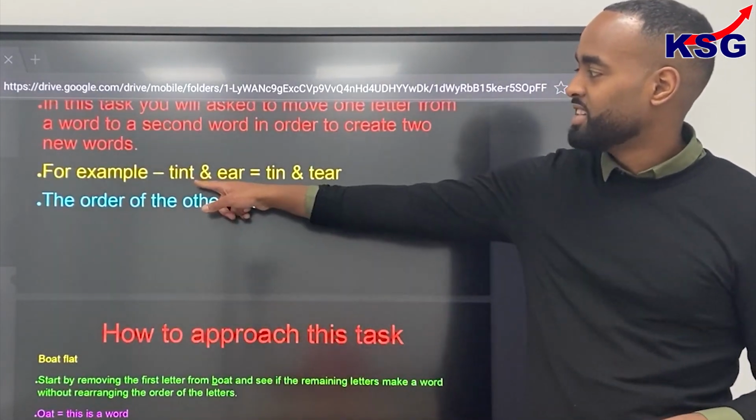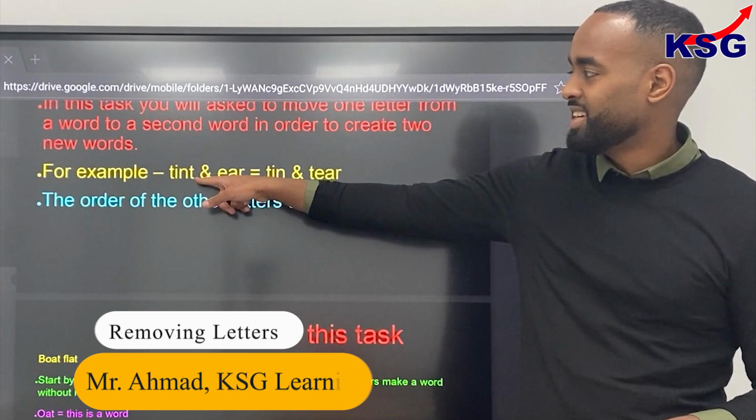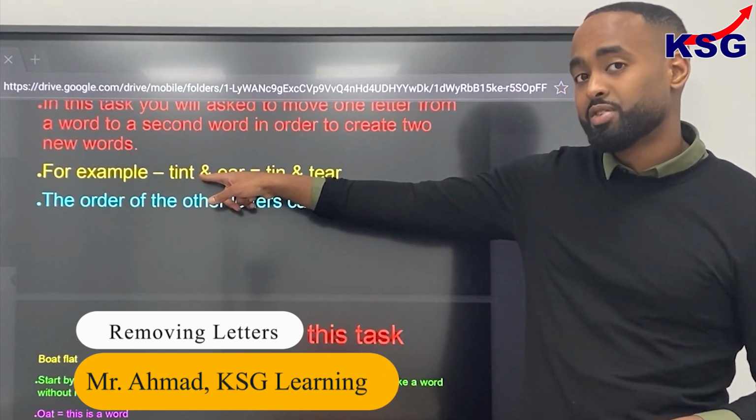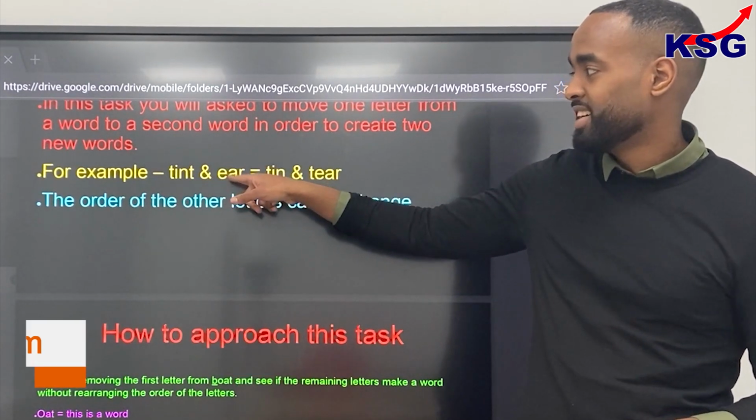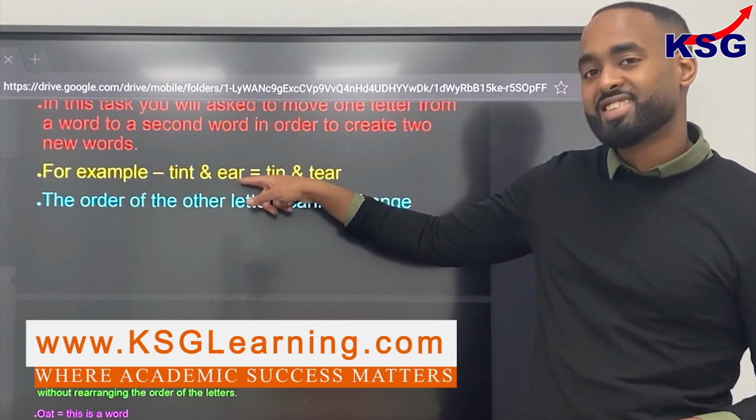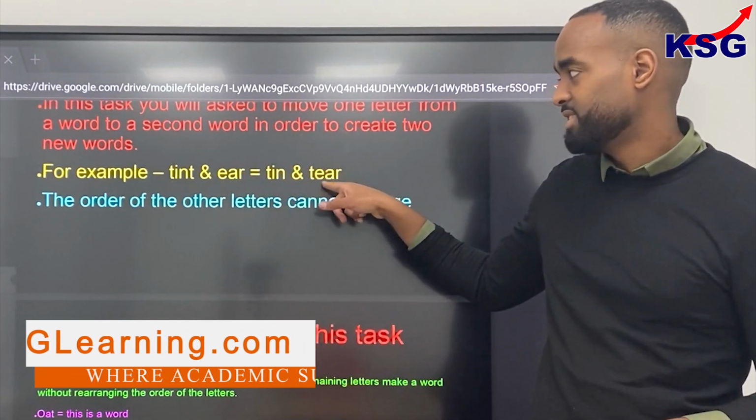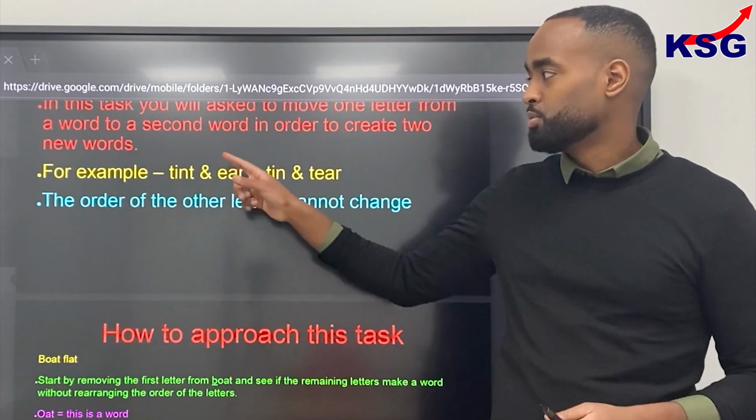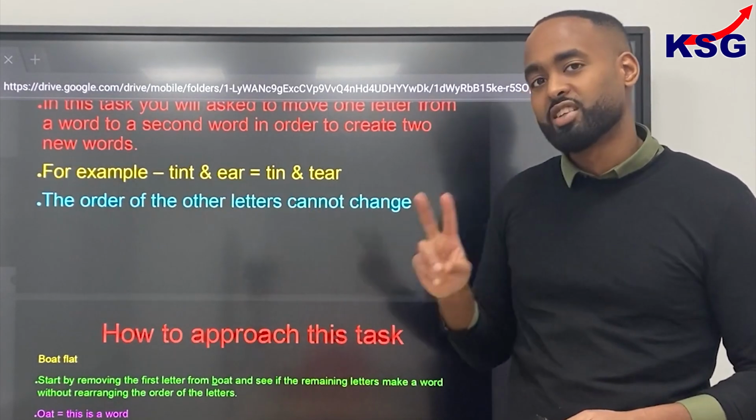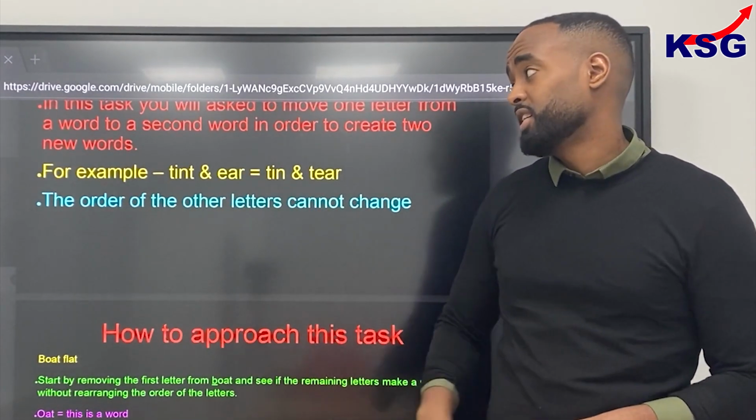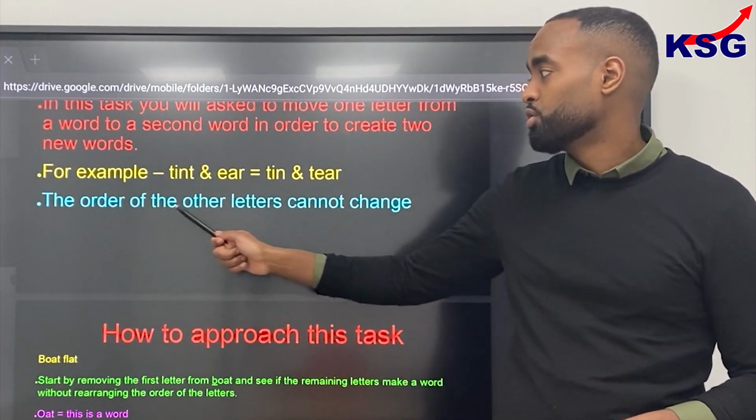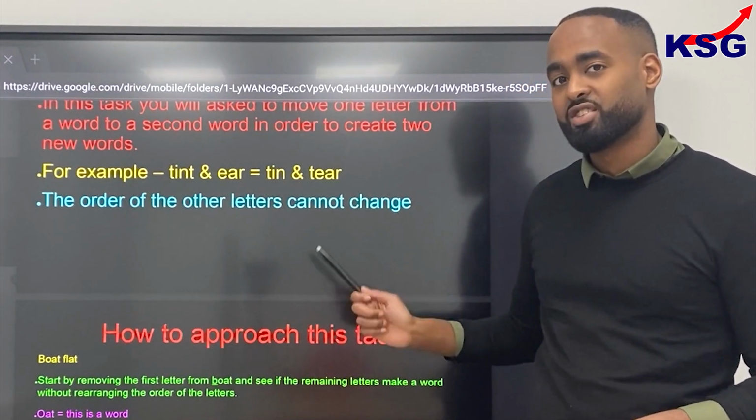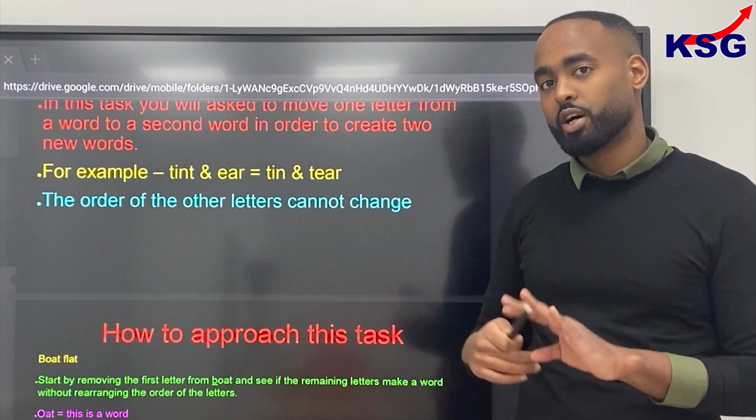If you can see tint and ear, if you remove the T from tint, you'd be left with tin, and if you moved it over to ear, you would create the word tear, so you'd be left with tin and tear. You can see there how just moving one letter to the other word has created two new words. Another key component of this task is that the order of the other letters cannot change. They must stay in the same order.